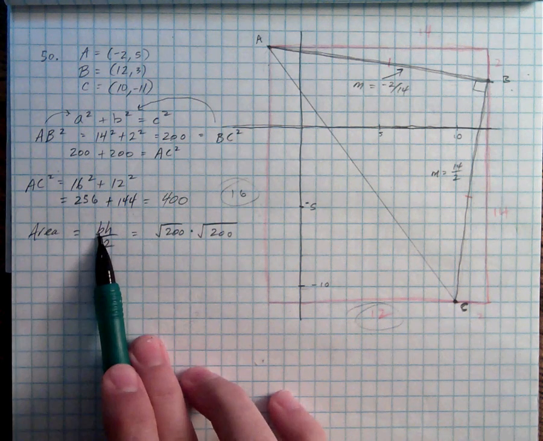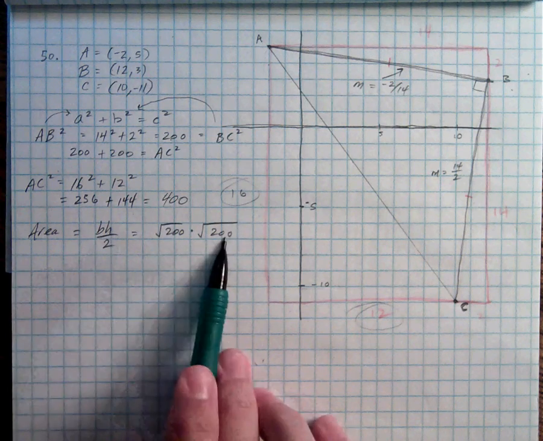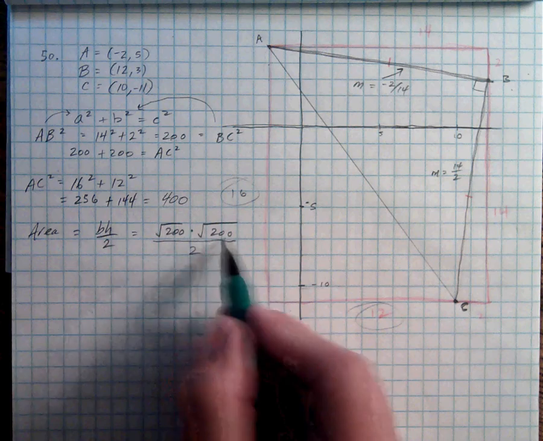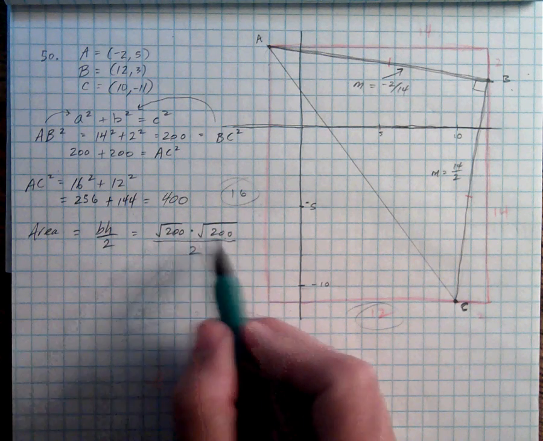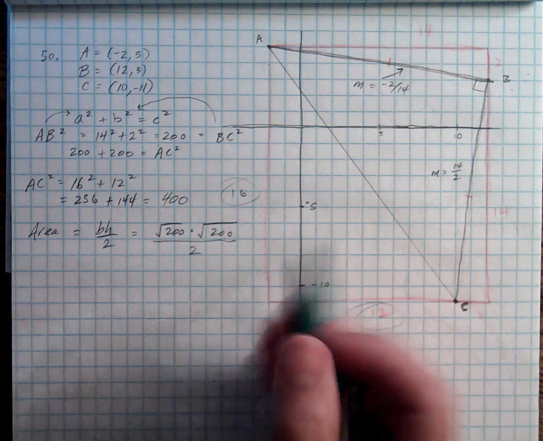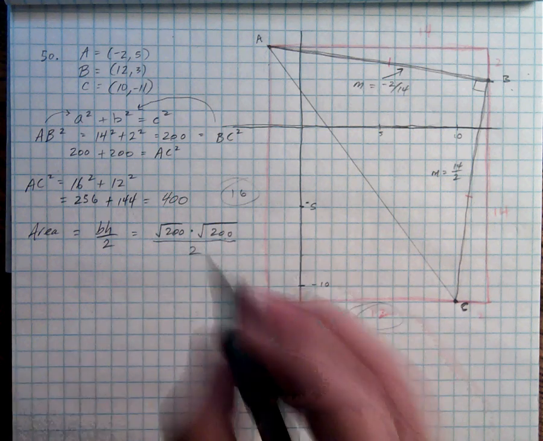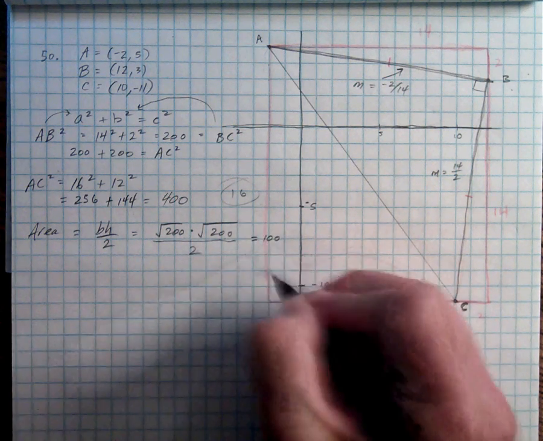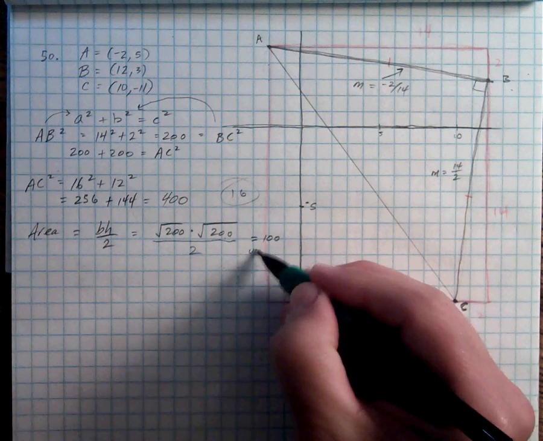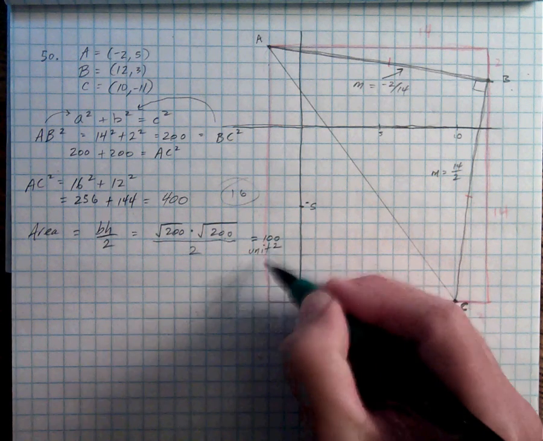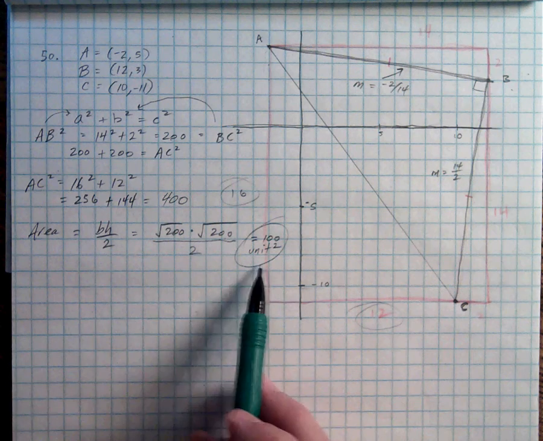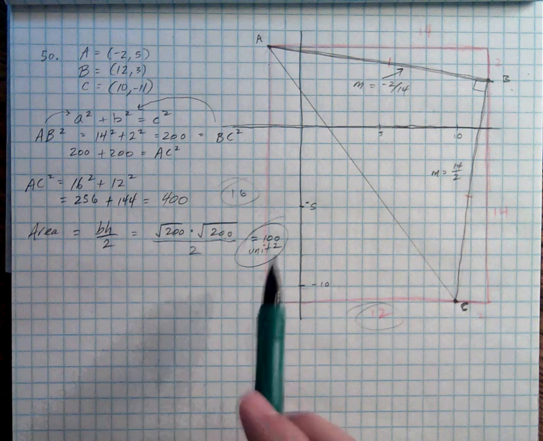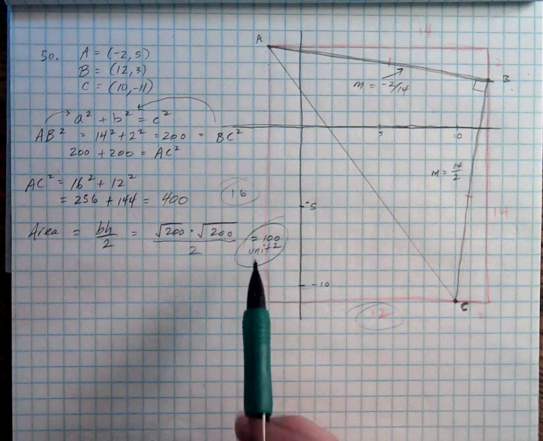So the base is square root of 200, the height is square root of 200, and I divide that by 2. Well, square root of 200 times square root of 200 is just 200. And when I divide that by 2, I'll get 100. So that's equal to 100 units squared. Alright, so that would be the area of this triangle. So that hopefully completes problem 50.